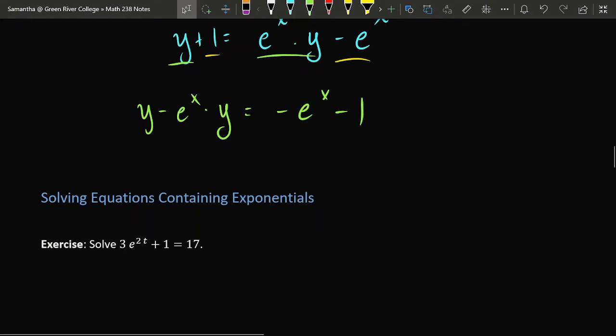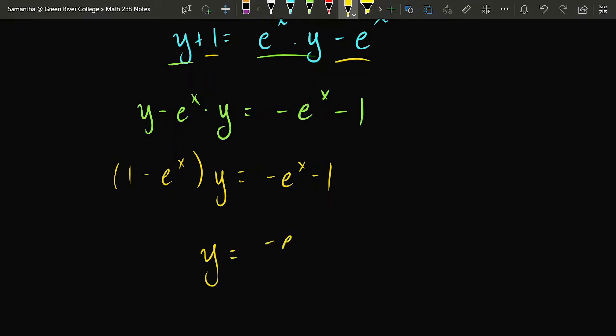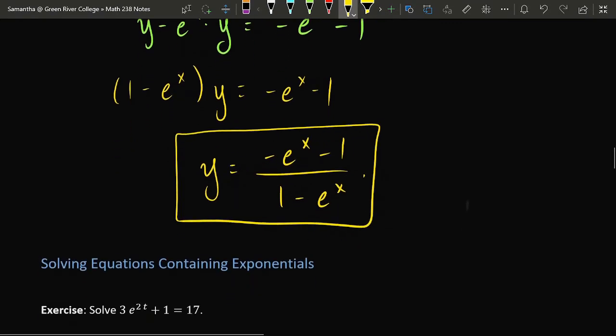Now the advantage of gathering all the terms that contain y to one side of the equation is that you can now factor y out of the expression on the left side. So solving for y by dividing by 1 minus e to the x, I get negative e to the x minus 1 over 1 minus e to the x. This would be the solution of the equation that was given to us.